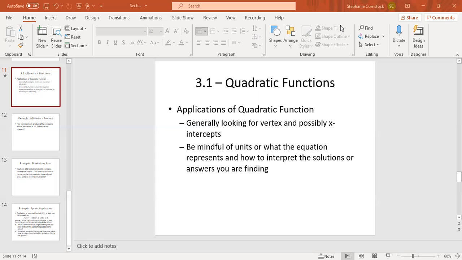Now, one thing to be mindful of is the units that the equation is being measured in, and making sure that that makes sense or interprets properly into the answers that you were looking for.